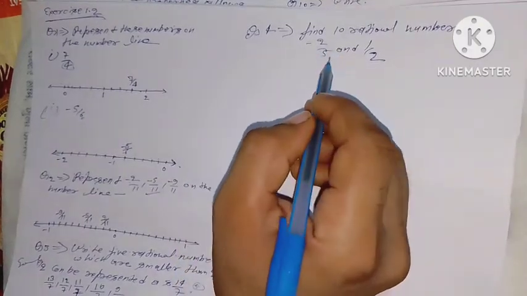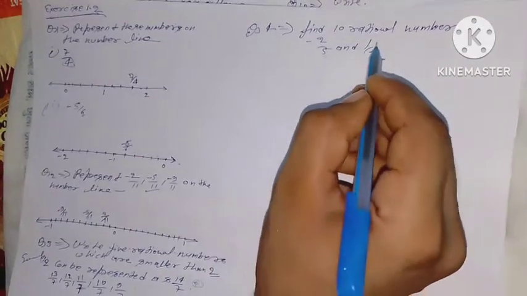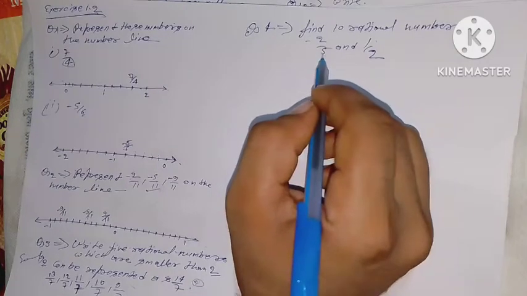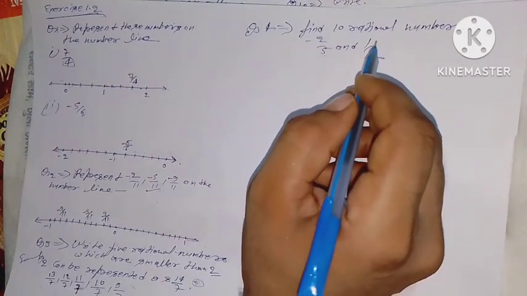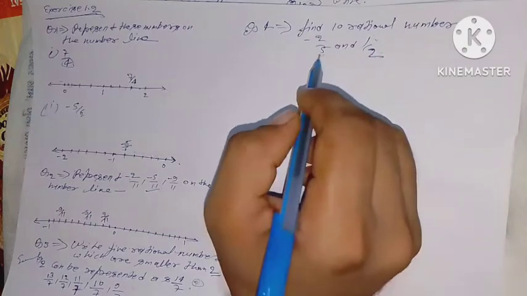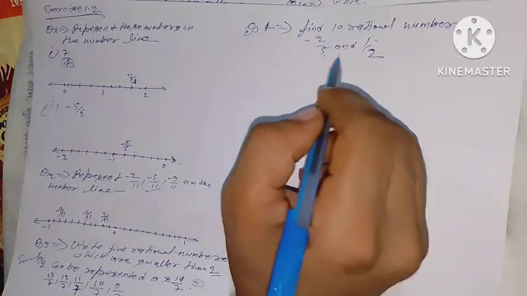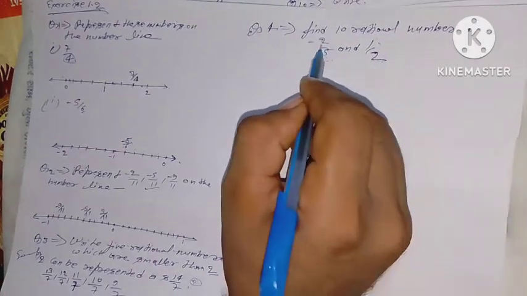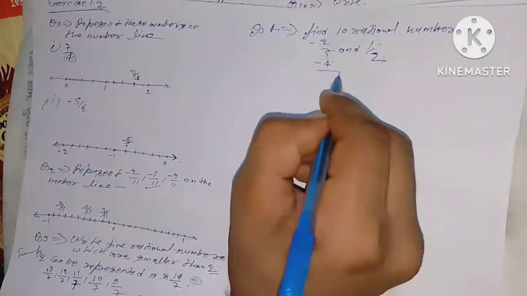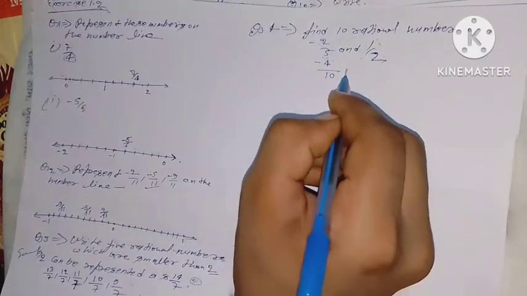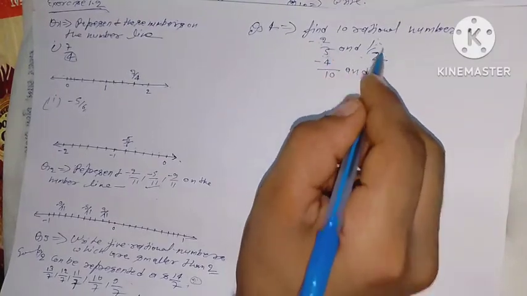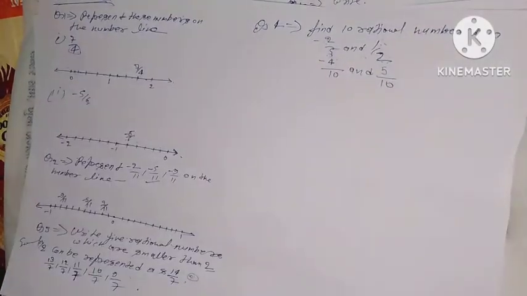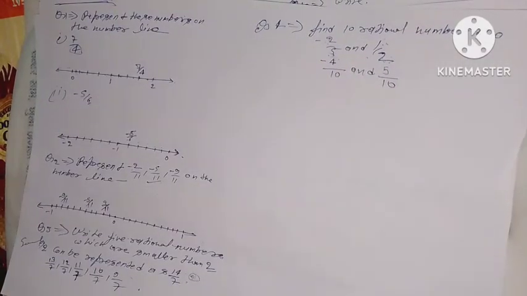Multiply the numerator and denominator of 1 by 2 by 5, and multiply minus 2 by 5 in numerator and denominator by 2. Then 2 times 2 is 4, so minus 4 upon 10, and 5 times 1 is 5 upon 5 times 2 is 10.